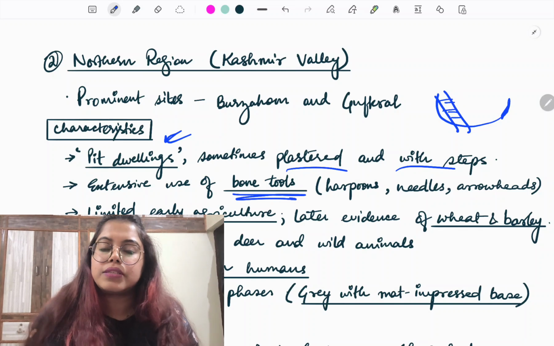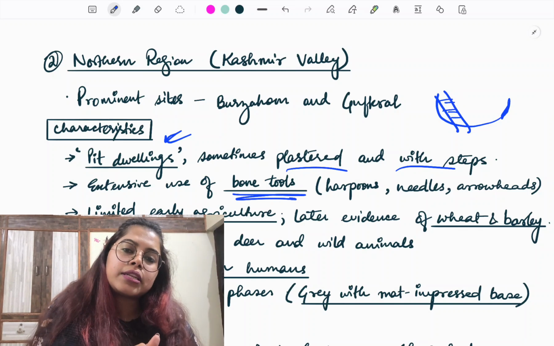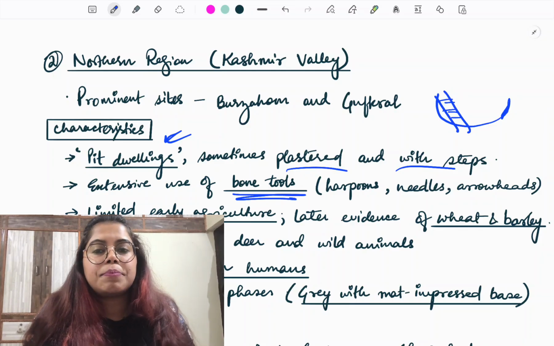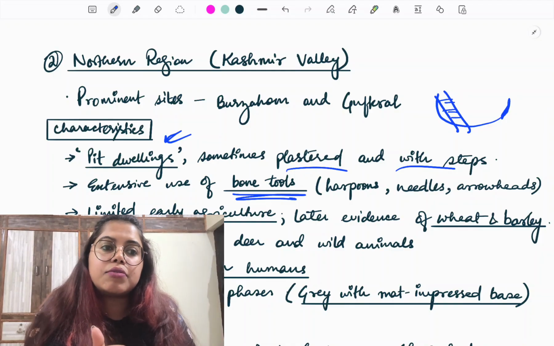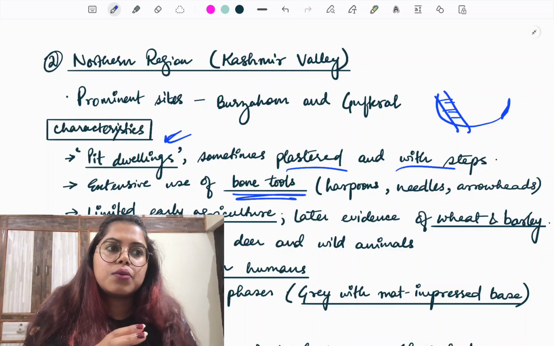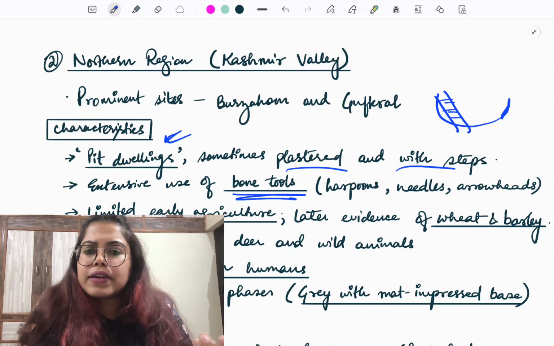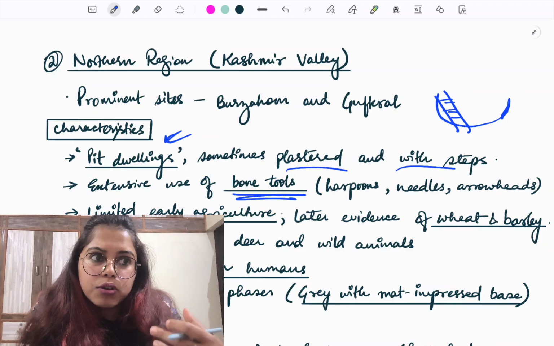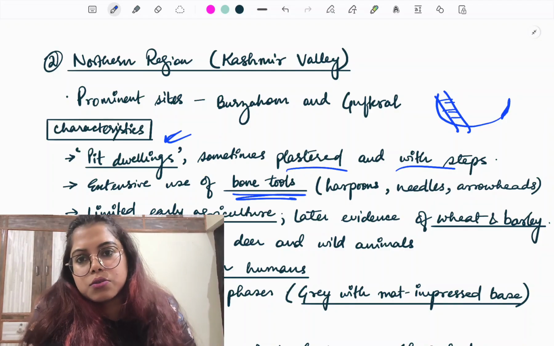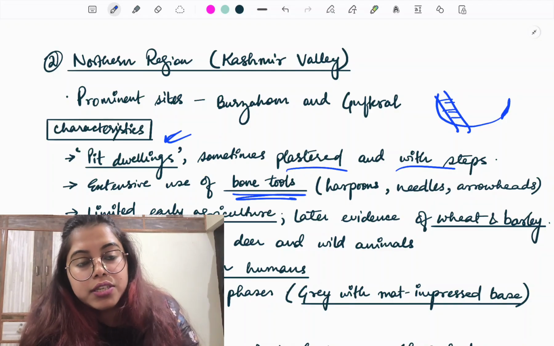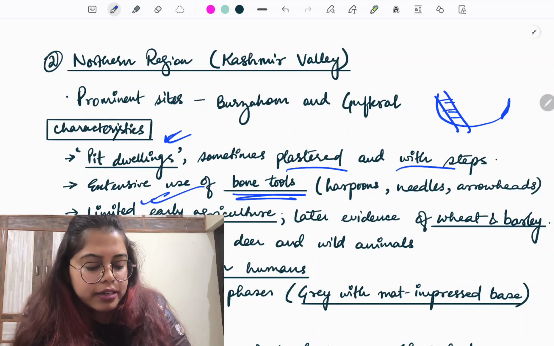Extensive use of bone tools, very important. In other sites generally we do not see bone tools. Why are bone tools important here? Because in the Neolithic period deer was found in abundance here. So when we have abundance of deer and hunting was going on, bones were very easily available. So if they wanted to make tools, it was very easy, it was a readily available resource. So a lot of bone tools have been found here. That was not a major characteristic feature of the Mehergarh period.